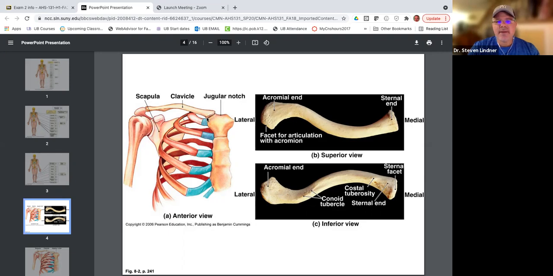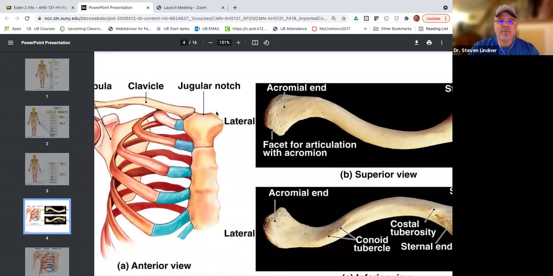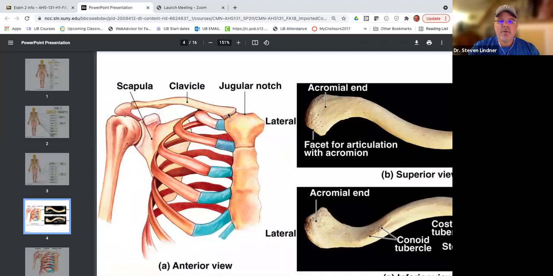You can see that there's a medial attachment right here, where the medial portion of the clavicle articulates with the sternum. This part of the sternum is called the manubrium. And then the lateral end attaches to the scapula. This highest point of the scapula right here is called the acromion process.